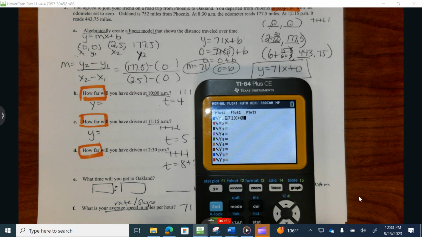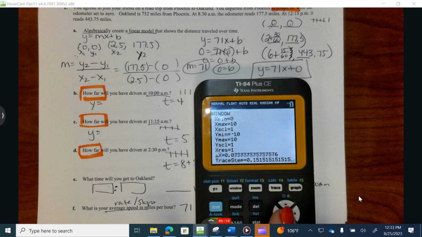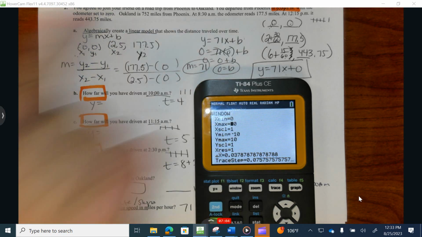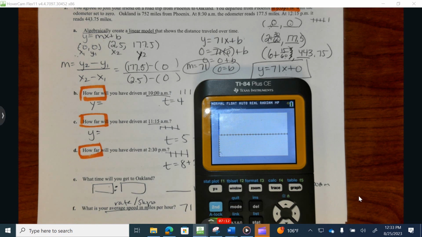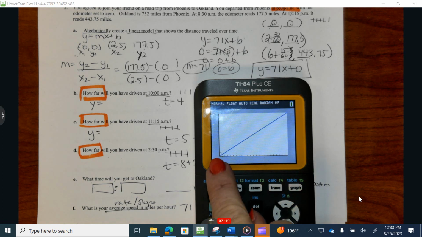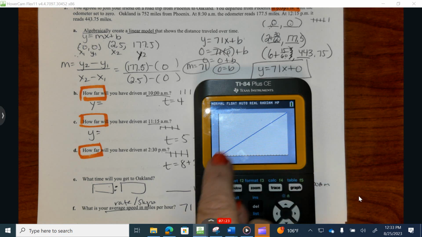Now, how long are you going to be on the road? We really don't know at this point. So let's come up here. We know we can't have 0 hours, and I don't know how long it's going to take to get to Oakland. I know that's a really long ways. I'm going to put in just a large amount here. I'm going to put in a full day. I know it's not going to take a full day, and I can adjust that later. And then I need to do zoom fit. So zoom fit. So this will be able to show me the distance I've traveled at any point in time.